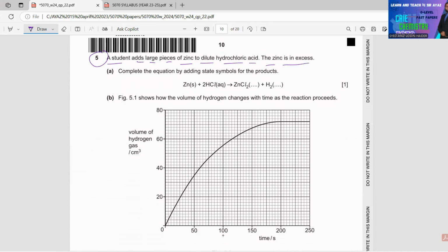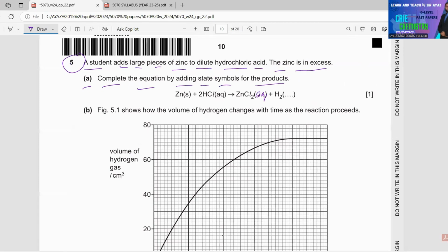The zinc is in excess. A. Complete the equation by adding state symbols for the products. Zn solid plus 2HCl aqueous gives ZnCl2. All chlorides are soluble except lead, mercury, silver. Zinc chloride is soluble, so you'll write aqueous for zinc chloride ZnCl2. So I'll write aq here. But H2 exists in the gas state, so I'll write g for H2.